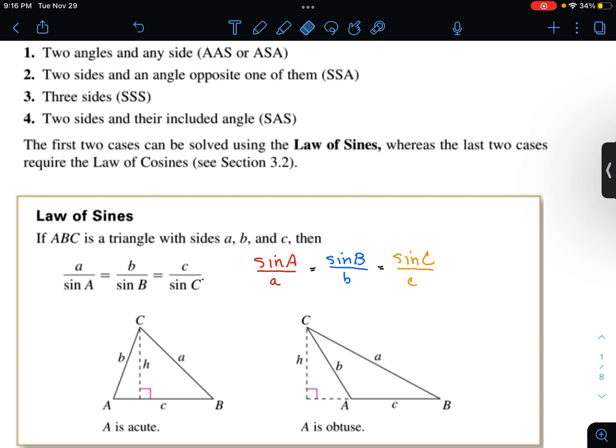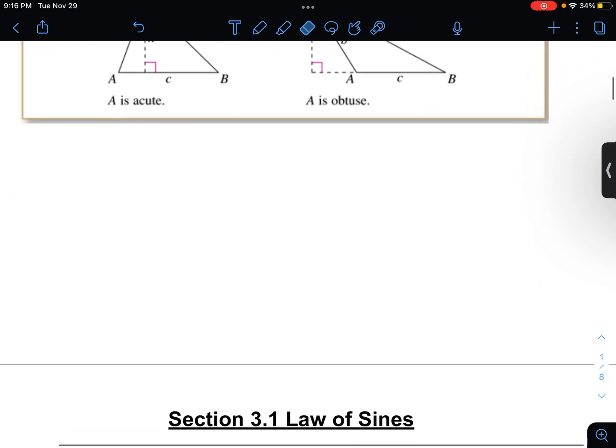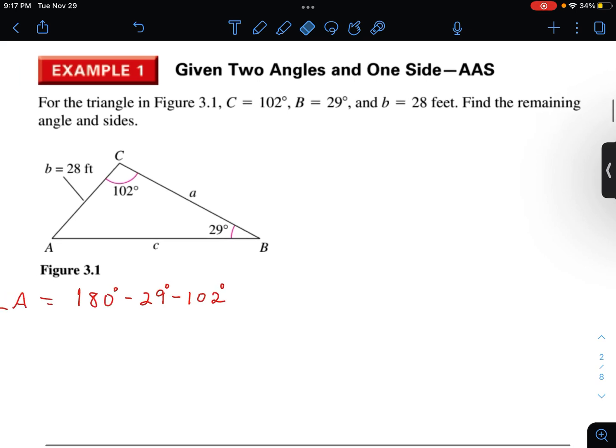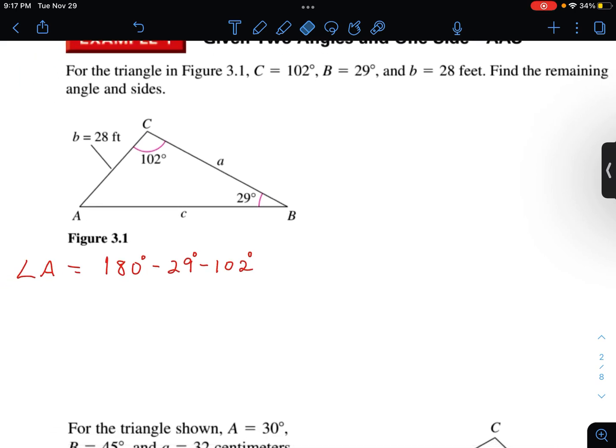So let's look at an example of how we can use the law of sines to solve a triangle. Well, first off, we have the angle-side information, and it wants us to find all the remaining angles and sides. Since we are given two of the three angles, let's use what we know about triangles in general. We know that there's 180 degrees in a triangle, so why don't we start off with the easiest thing. Let's figure out what angle A is. Let's take 180, take away 29, take away 102, and that'll give us angle A. We know for a fact it has to be 49 degrees.